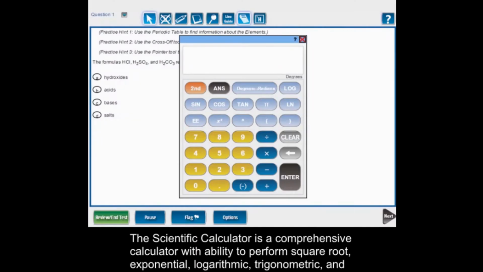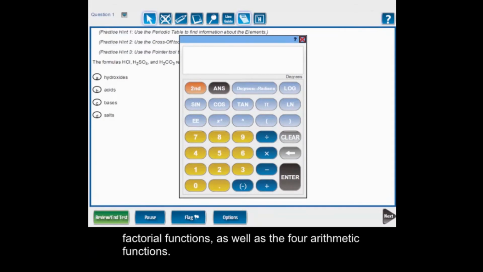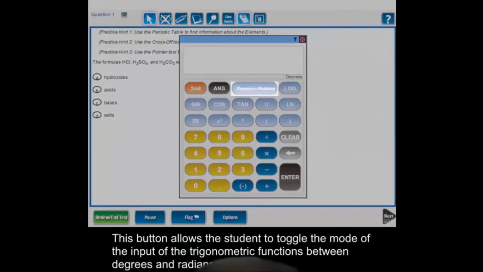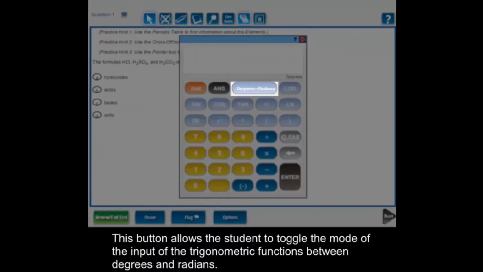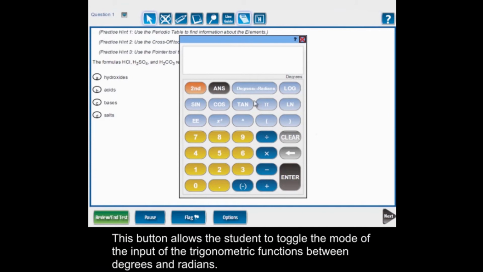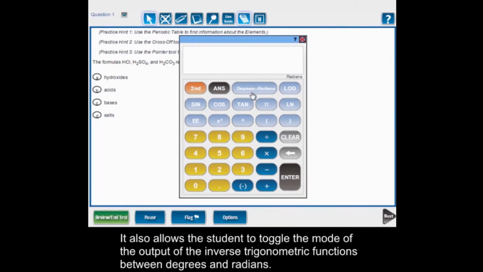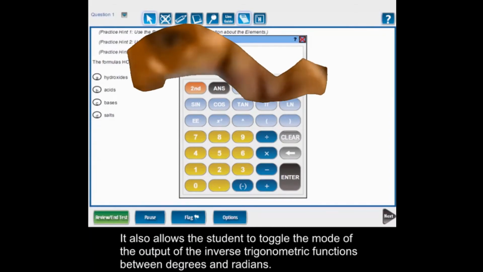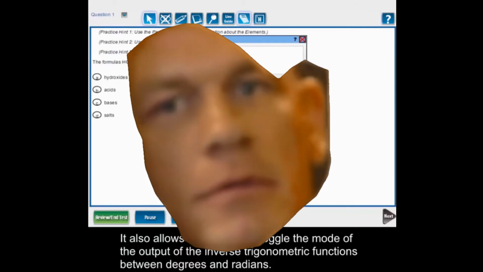The scientific calculator is a comprehensive calculator with the ability to perform square root, exponential, logarithmic, trigonometric, and factorial functions, as well as the 4 arithmetic functions. This button allows the student to toggle the mode of the input of the trigonometric functions between degrees and radians. It also allows the student to toggle the mode of the output of the inverse trigonometric functions between degrees and radians.